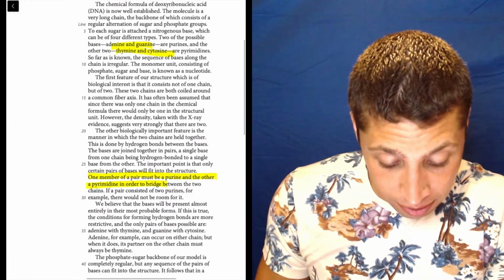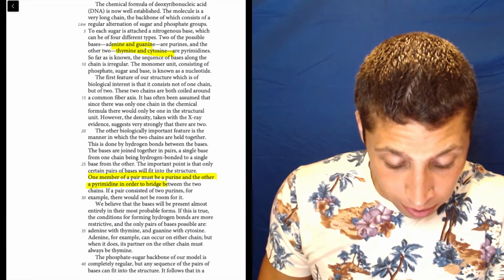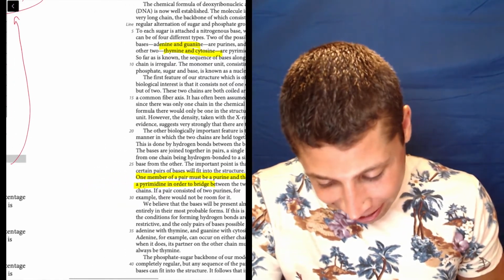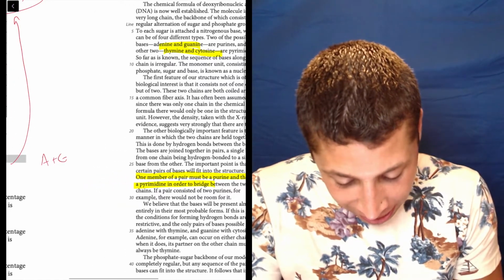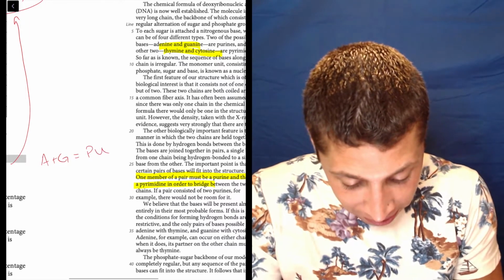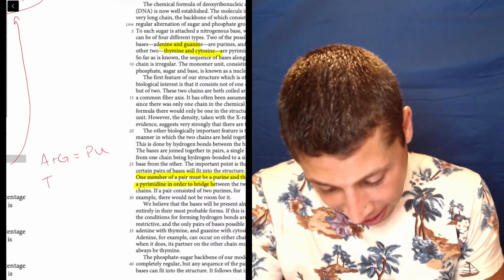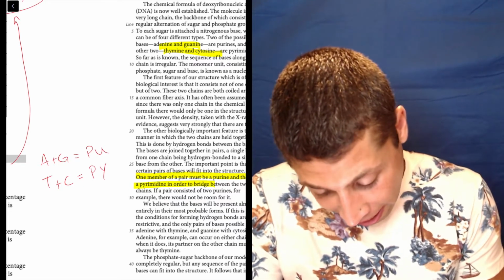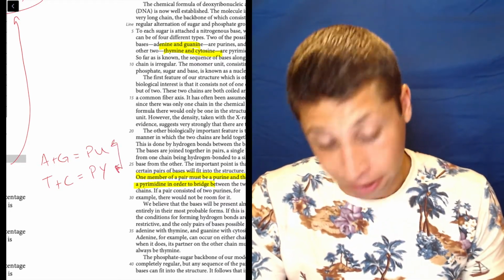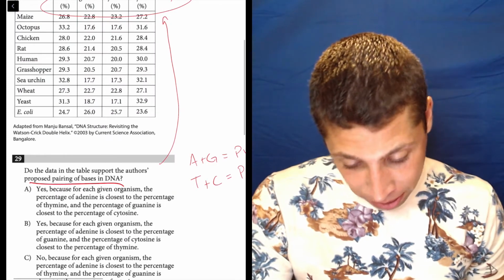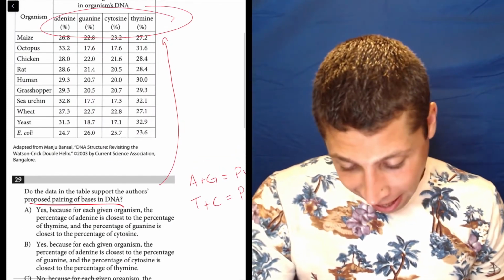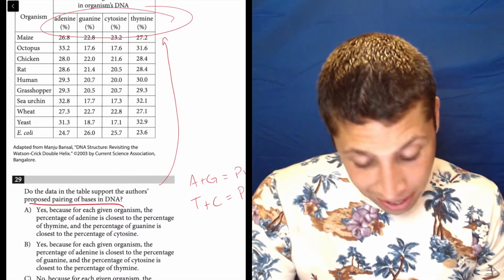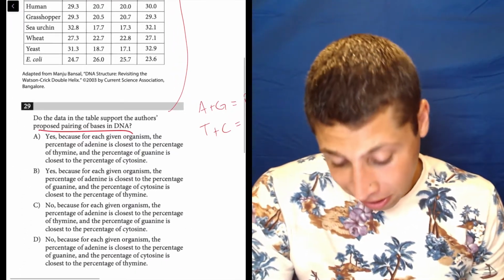I can kind of summarize these two things, right? Adenine and guanine, A and G, equal purines, and thymine and cytosine equal pyrimidines. And one needs to go with the other. So does that make sense? I don't know. There's just numbers here. Let's look at the choices.